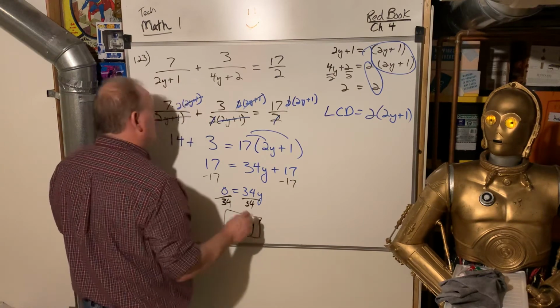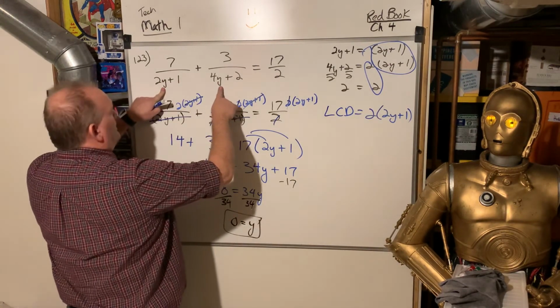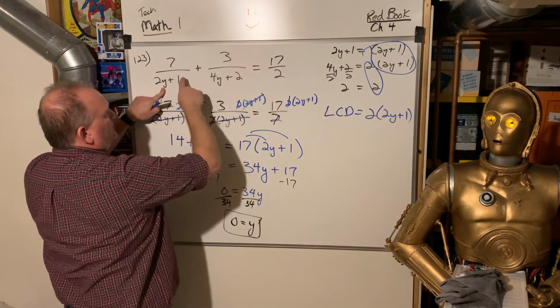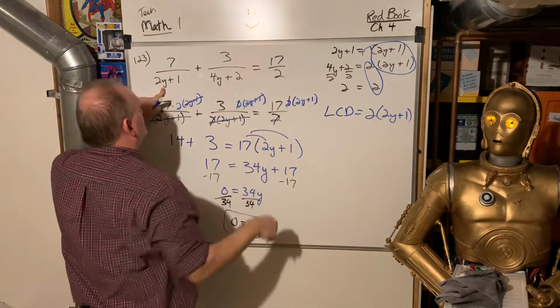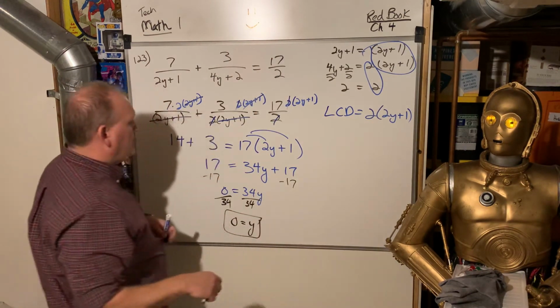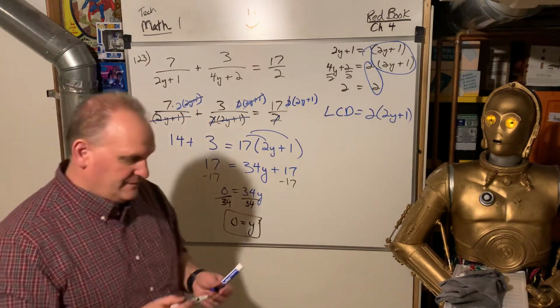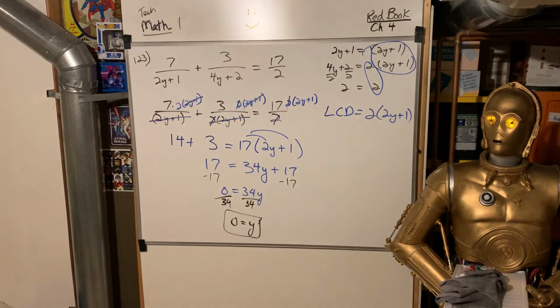So if I put a 0 back into the original, it is 7 over 1 plus 3 over 2. Does that equal 17 over 2? And 14 over 2 plus 3 over 2 is 17 over 2. Yep. So it works. You can check it back. That is it for chapter 4.